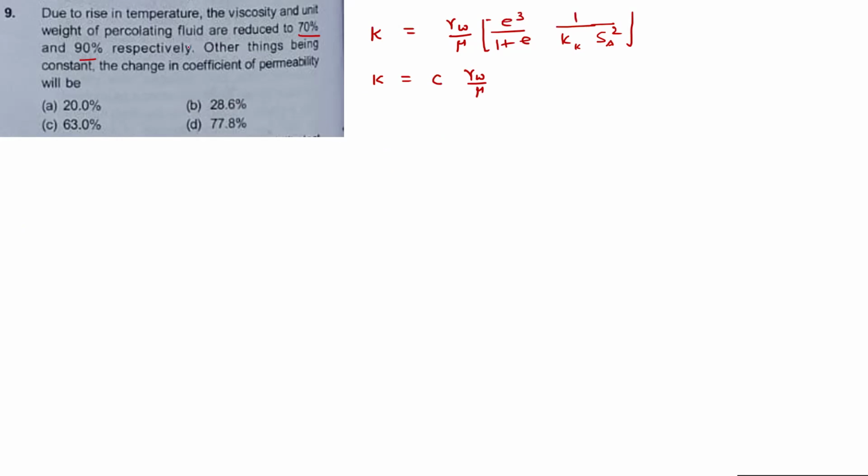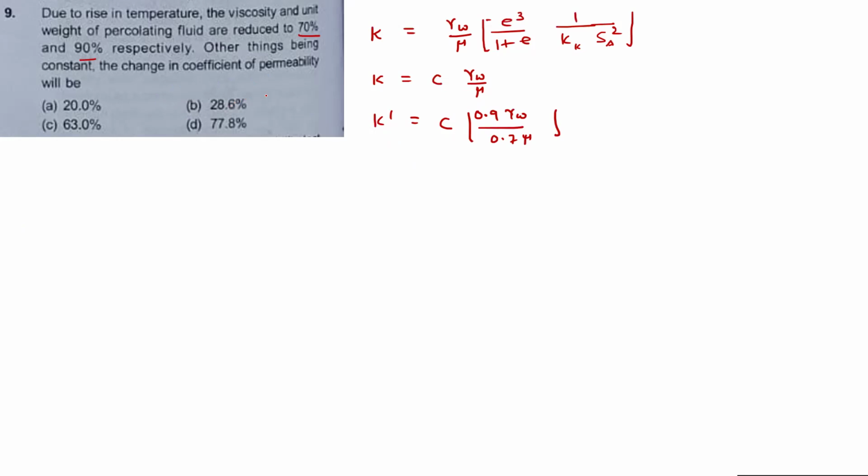Now, if the viscosity of the percolating fluid is reduced to 70% and the unit weight of the percolating fluid is reduced to 90%, then K prime is equal to C times 0.9 gamma W by 0.7 mu. This is K prime.